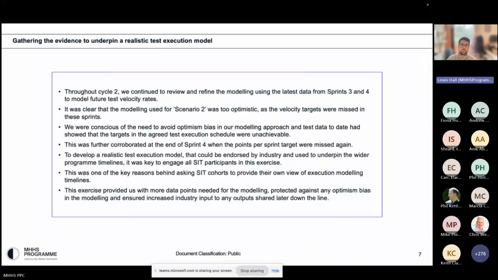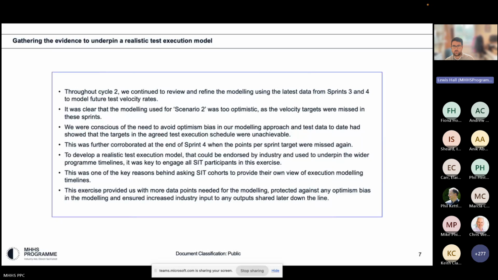So one of the key things we wanted to talk about is how we've gathered evidence to underpin a realistic test model. And again, I don't want to go over what I've talked about, but that's what we set out on this slide. We continued to refine and review the modelling that we had. What we wanted to avoid as a programme was being overly optimistic in our modelling approach. And we felt that we were at risk of doing that if we sat and did the modelling, studying the data that we had, which we didn't feel we necessarily had enough of, in isolation.